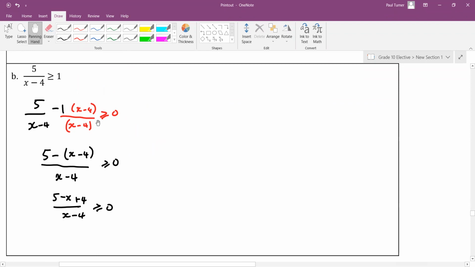Okay, you don't have to put it in, but I recommend you try and see if you can do it. So your expression would be 5 plus 4, 9 minus x, on x minus 4. We don't need to swap anything around there, leave that. So what's your critical point from the numerator and your critical point from the denominator?